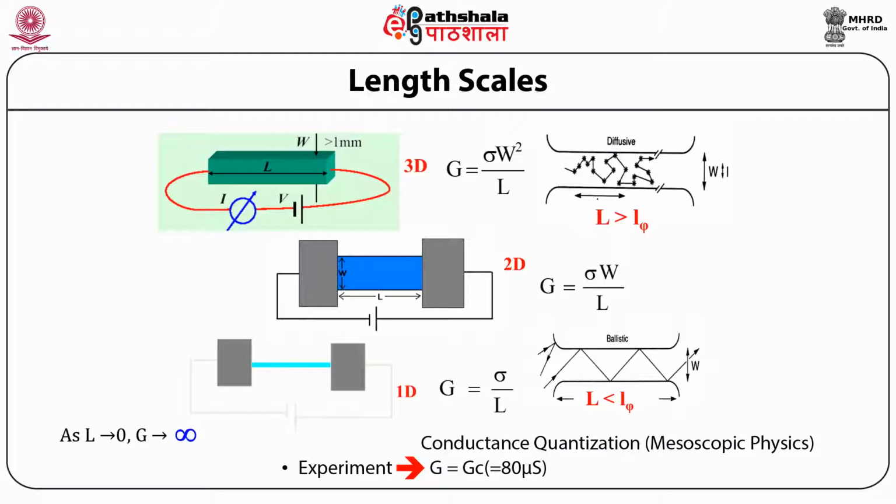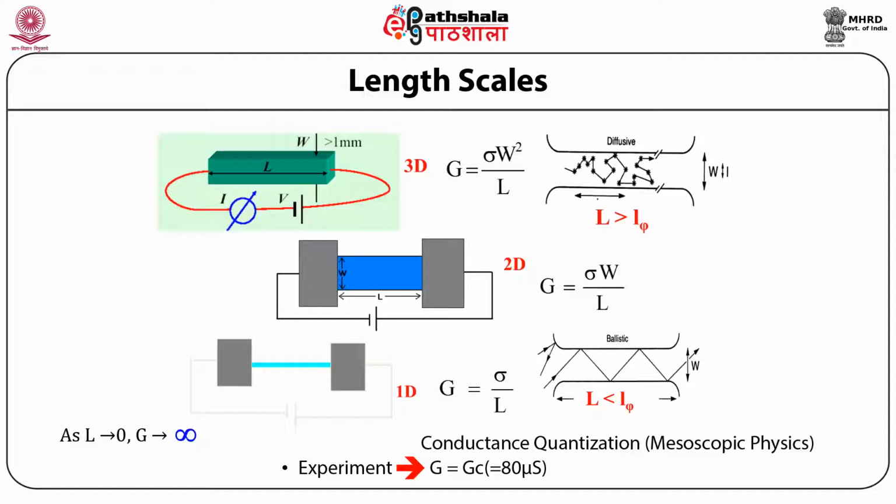However, to determine experimentally the actual resistance, one has to attach the leads to the macroscopic contact pads. Now, as you can see over here, in one dimension the conductance is equal to sigma by L, and for mesoscopic conductors, L is less than L phi, and the conductance is equal to sigma by L. So when L tends to 0, G tends to infinity.